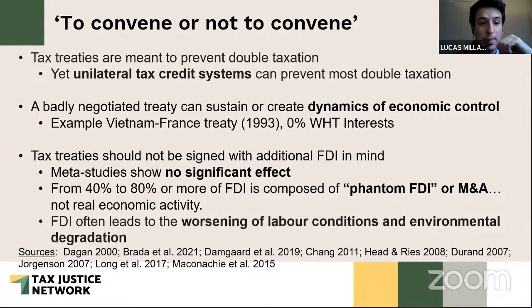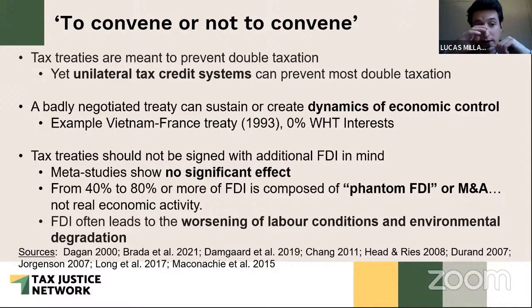Also, some treaties can create a dynamics of economic control. That is because although the domestic law changes, the tax treaty may remain in place. So this is the case, for example, for the Vietnam-France treaty with a very, very low withholding tax on interest. If the country, for example, decides to reduce its dependence on foreign creditors, it might want to increase its withholding tax on interests, yet this treaty would prevent that domestic policy to have a significant effect.